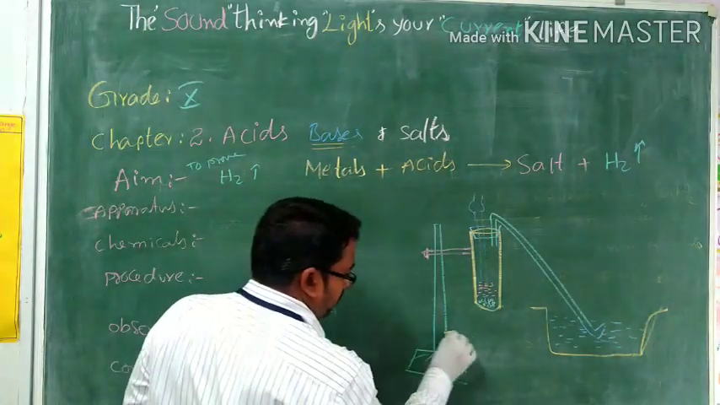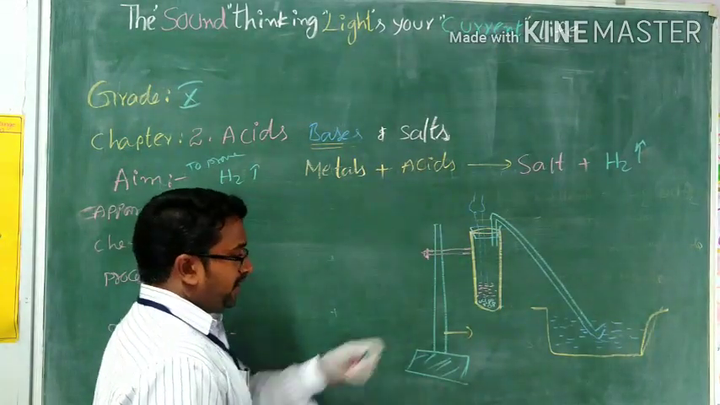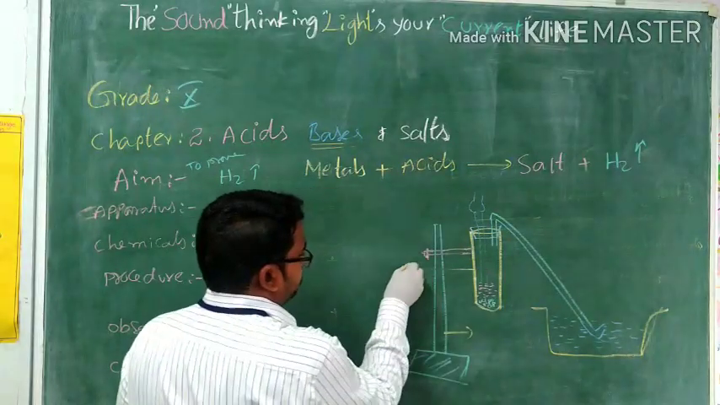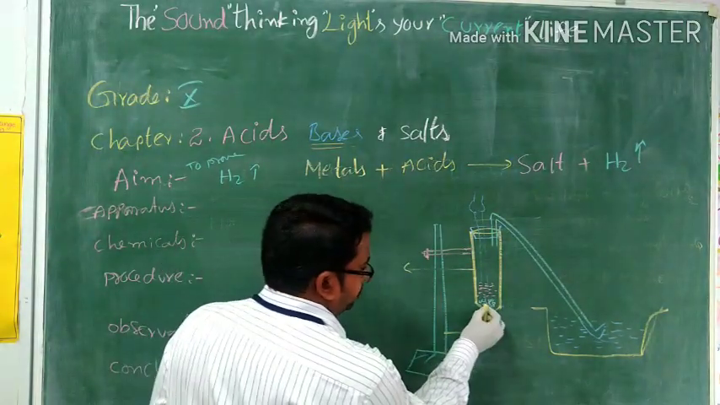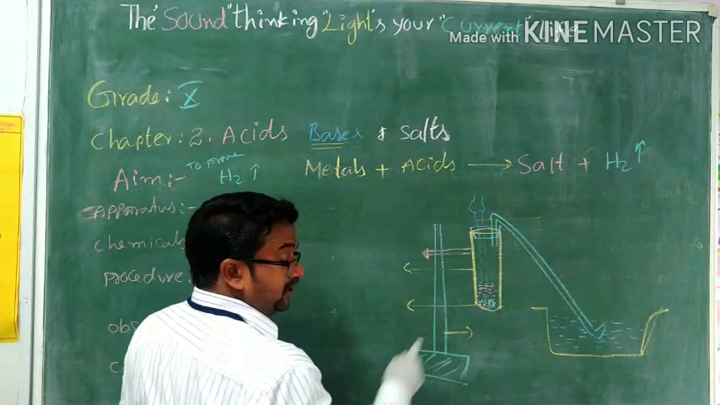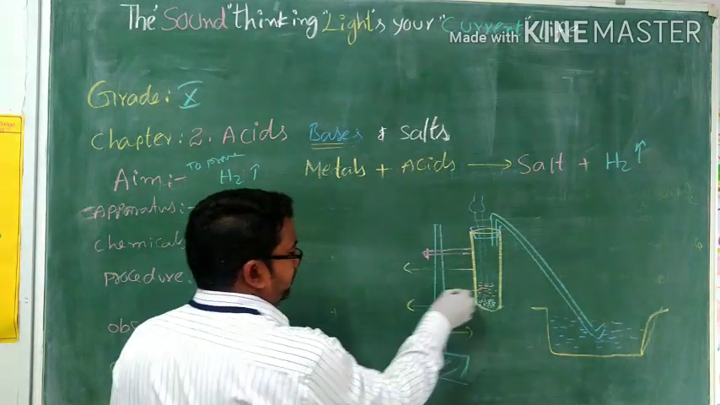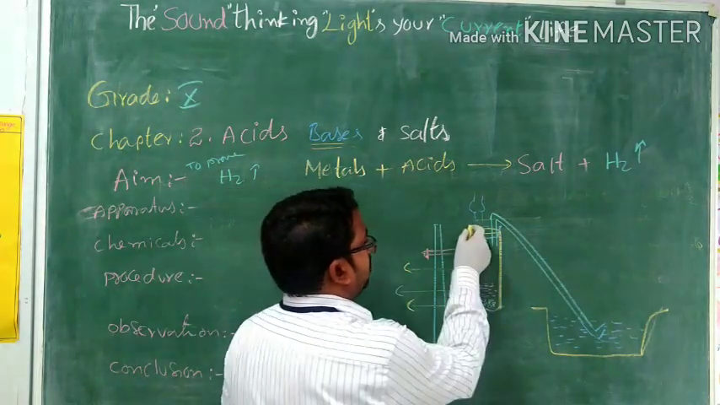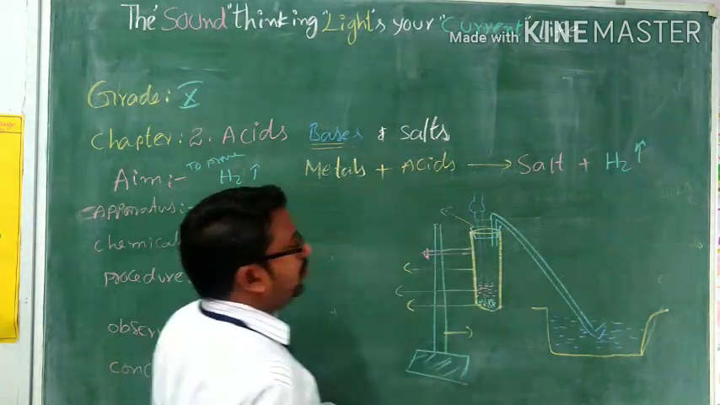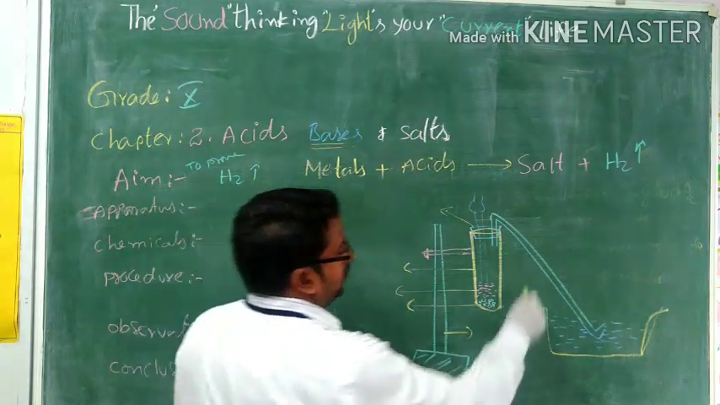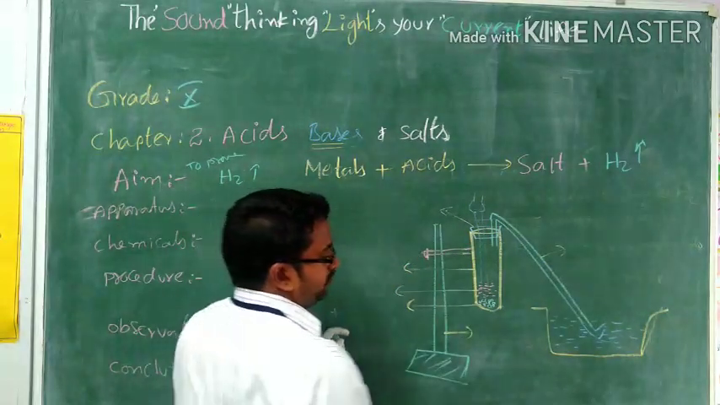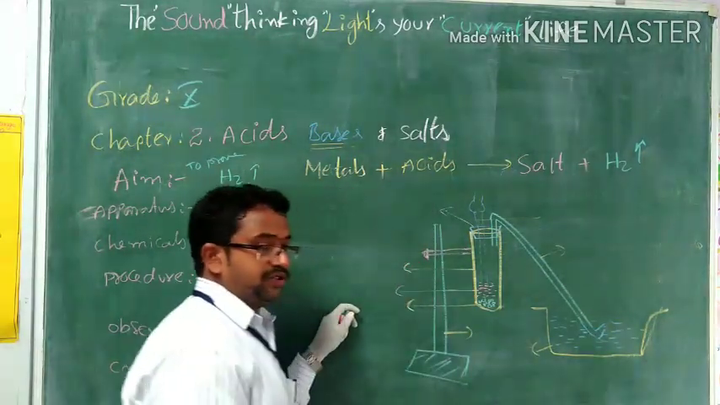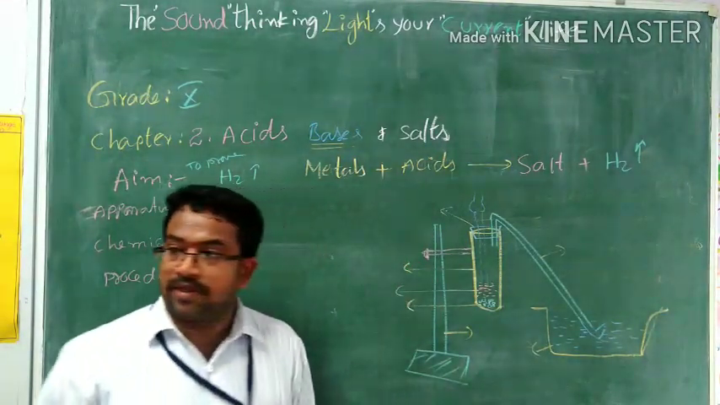Okay, so I am giving the parts as homework. What is this? Retort stand. And what about this? Boiling tube. These are zinc granules. Diluted HCl. It's about the monohole rubber stopper, delivery tube, trough, and soap solution. Okay, have you understood?